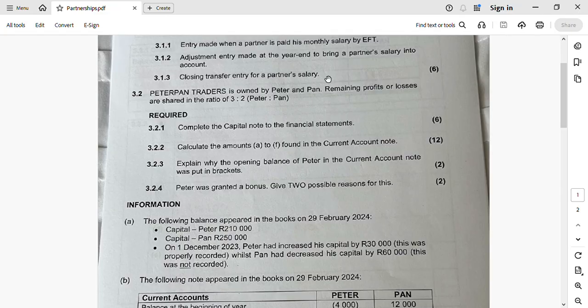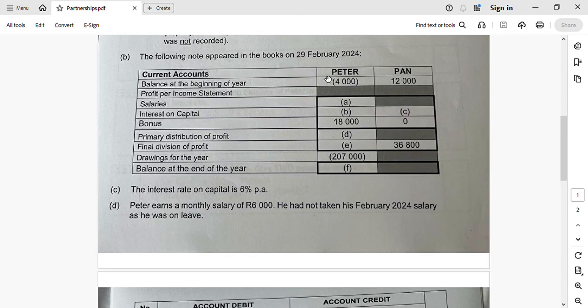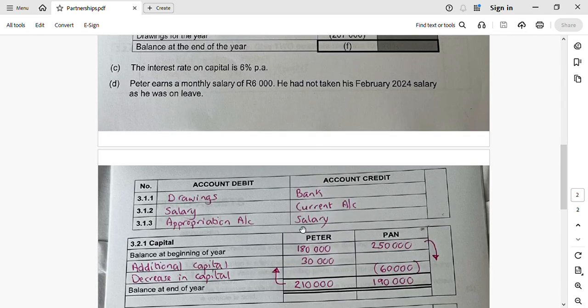When you close off an account, you're making the debit and credit equal. So if salary has a debit total, to make the debit and credit equal, you're going to credit the salary, and that goes on the expense side of the appropriation account, which you then debit.